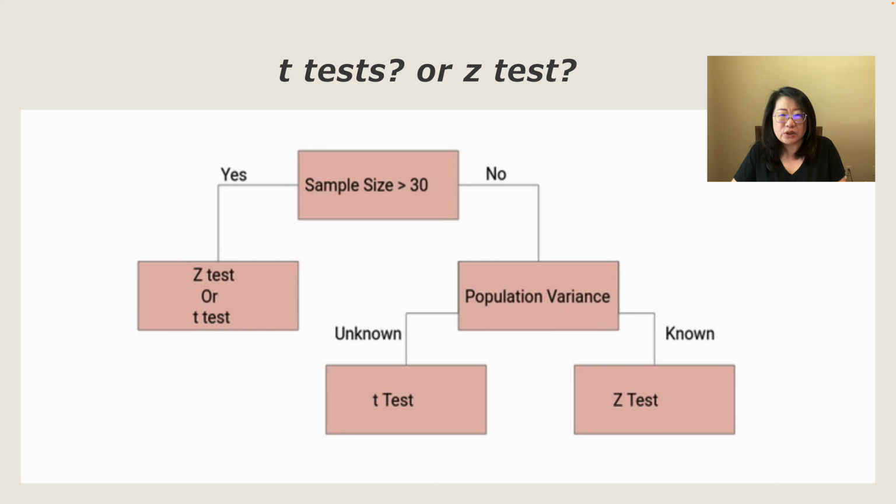That is because when you have a very big sample size, there are enough cases within the sample, so that means there is enough variation in a big group. But if the sample size is not greater than 30, then you want to make sure whether the population variance is known or unknown. If you don't know the population variance, then you need to use a t-test. Otherwise, you use a z-test.